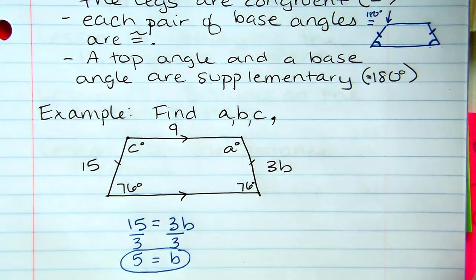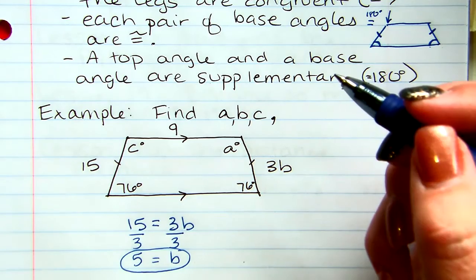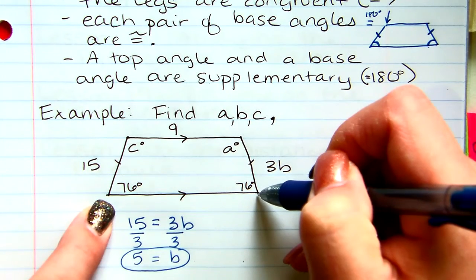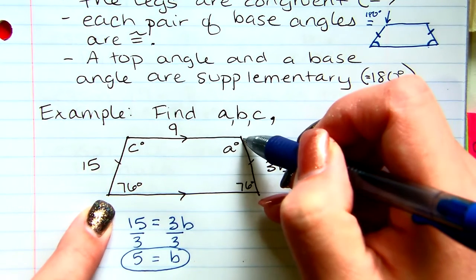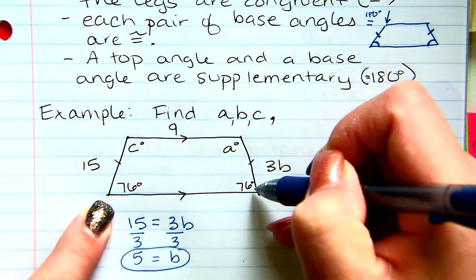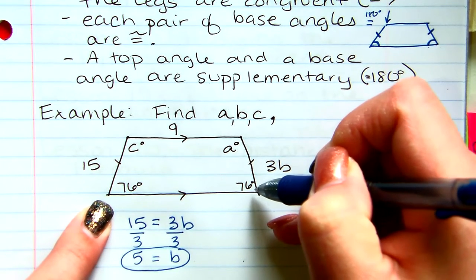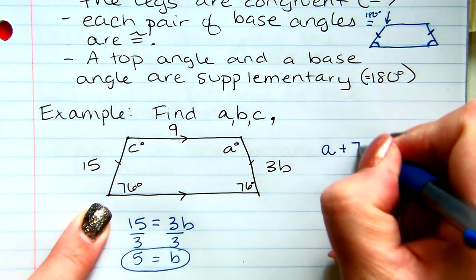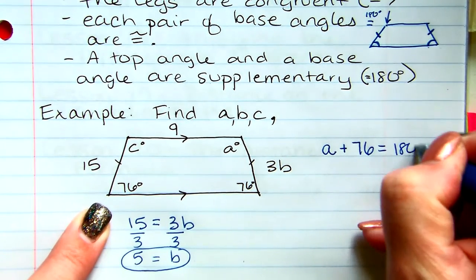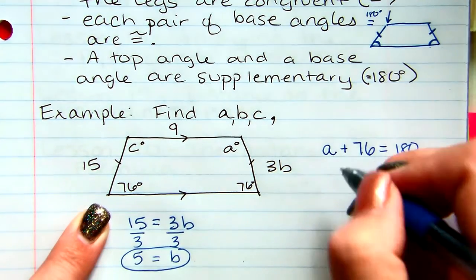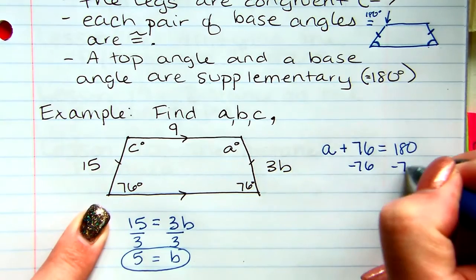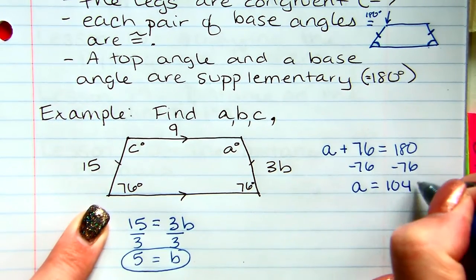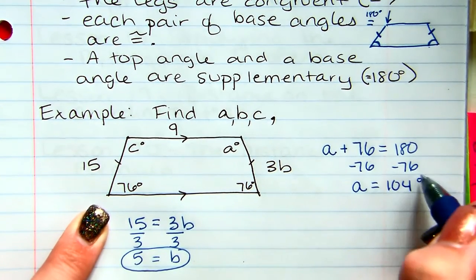Now remember, each pair of base angles are congruent. That's why these are both 76 degrees. The top angle and the base angle are supplementary. They add together to give us 180. So, to find A, I'm going to go A plus 76 equals 180. Now, I'm going to subtract 76 from both sides, and that's going to give me A equals 104 degrees. So I have now gone through and found what A is.